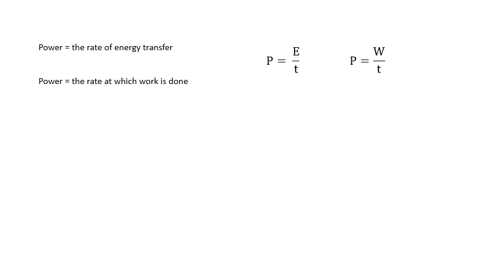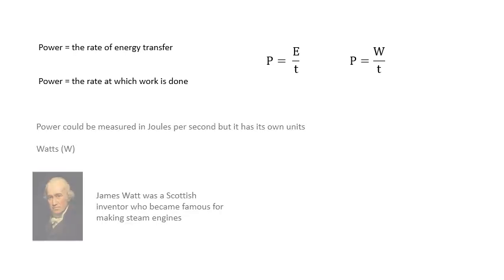So that means that we could measure power in joules per second. Power could be measured in joules per second, and if you did, it wouldn't be wrong. But it does have its own units, which is watts, capital W. Now, don't get the W for watts muddled up with the W for work. In fact, for energy and work, just use capital E because it's energy. Okay, watts for power is capital W. Named after this Scottish bloke, James Watt. He was a Scottish inventor and he made steam engines, some of the very first steam engines.